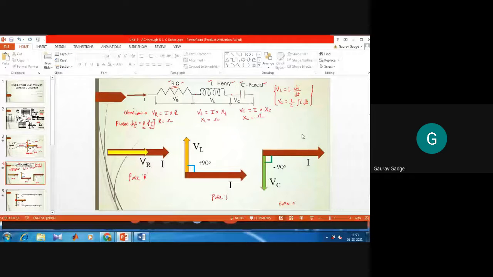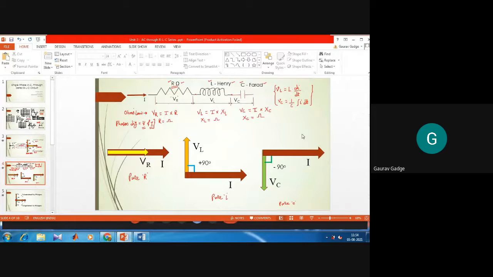So I have just shown you how the change takes place. Considering current as a reference, the VL position changes. If we consider voltage as a reference, then it is the same as the previous diagram we showed. So VL leads current by 90 degrees. That is for inductor. Then for capacitor, again considering current as a reference, VC lags the current by an angle of 90. Okay, so that's all with this introduction to the RLC series circuit.